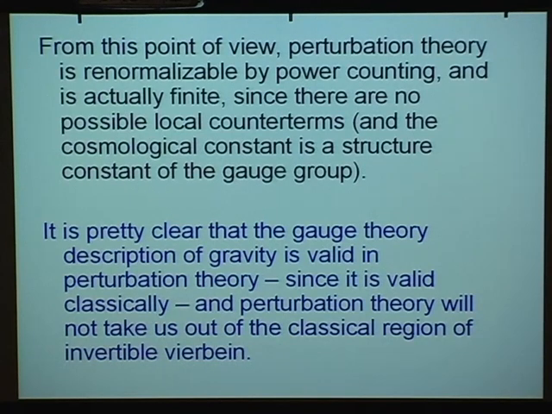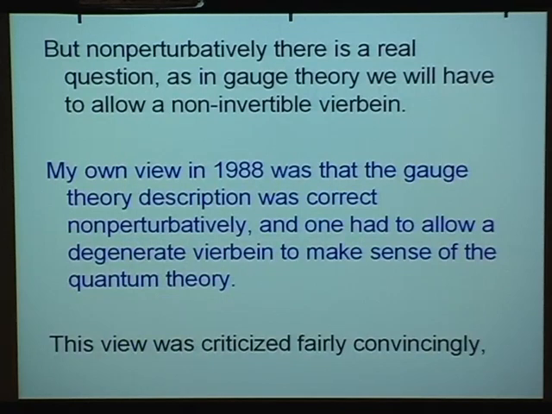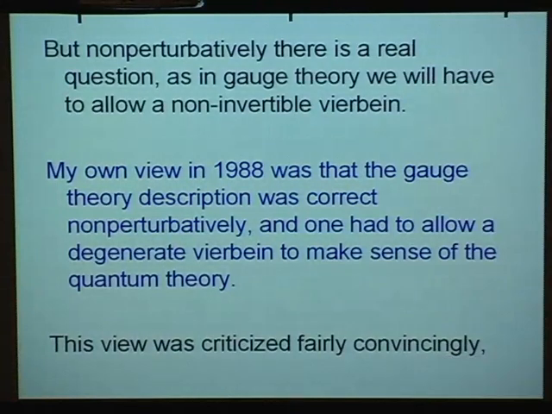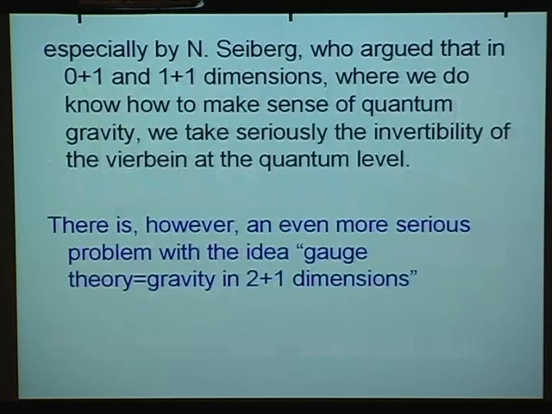non-perturbatively, the situation is unclear, because in gauge theory we allow the Vierbein to be non-invertible, and in classical general relativity we don't want that. So my own view when I worked on this before is that the gauge theory description was the correct one non-perturbatively, and one had to allow a degenerate Vierbein to make sense of the quantum theory. I don't know if that's the right interpretation. It's actually been criticized. For example, Seiberg pointed out that when we know how to make sense of quantum gravity in low dimensions, we take seriously the invertibility of the Vierbein.